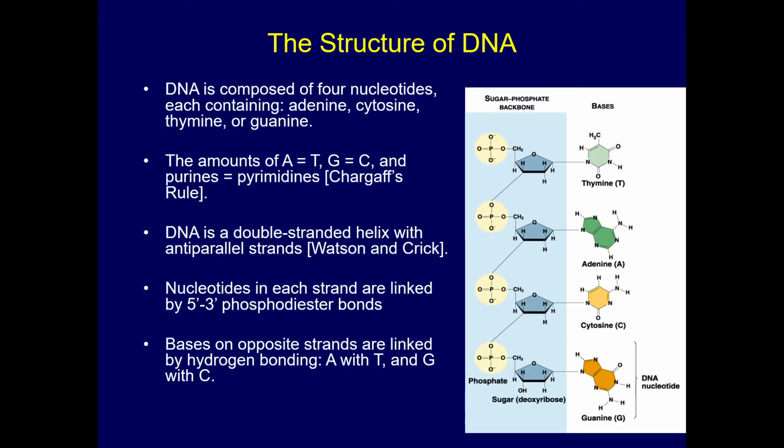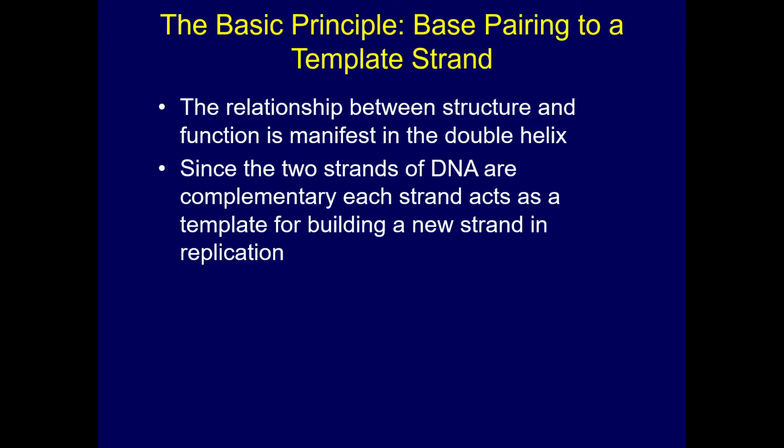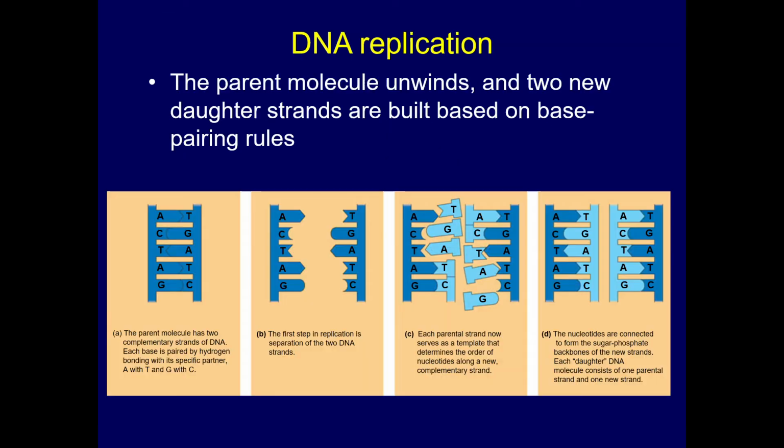Like we said in the last video, the structure of DNA is composed of the 4 nucleotides: adenine, cytosine, thymine, and guanine. The amounts of A's and T's and G's and C's create this double helix. Whenever you see one nucleotide, the opposite is going to be across from it. The relationship between structure and function is manifest in the double helix. Since the 2 strands of DNA are complementary to each other, they can act as a template to build a new strand.